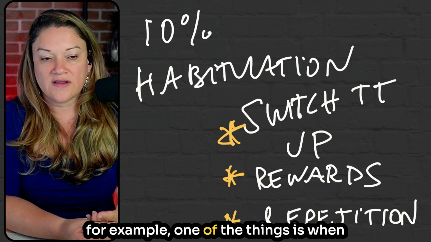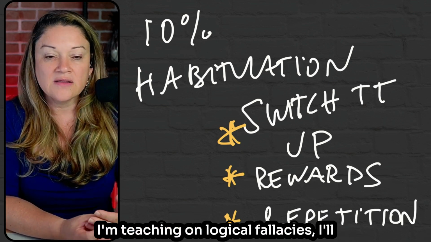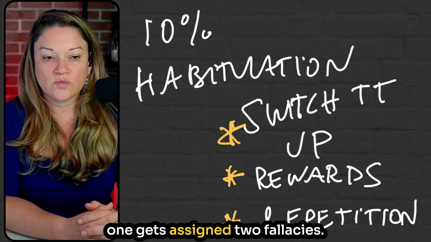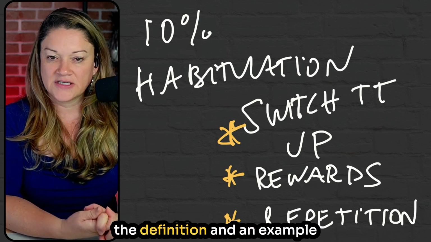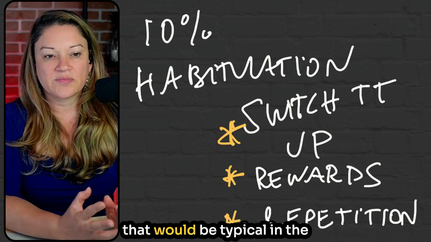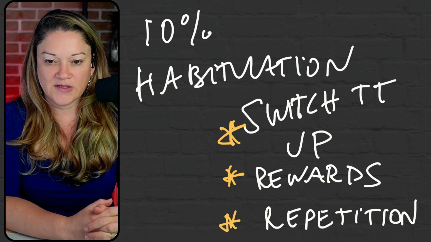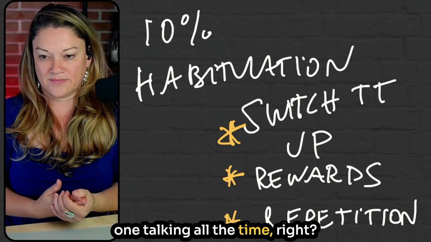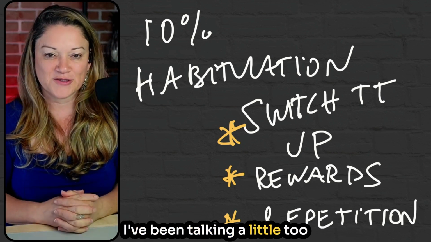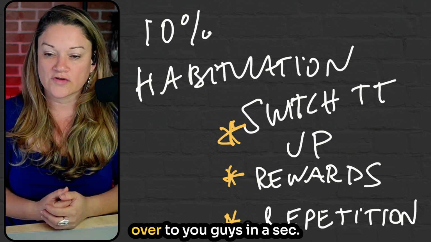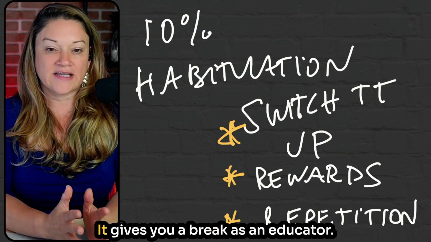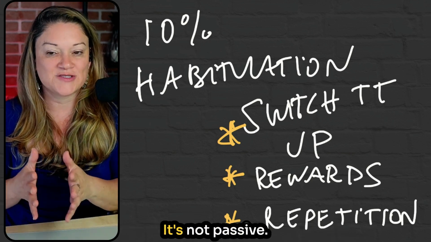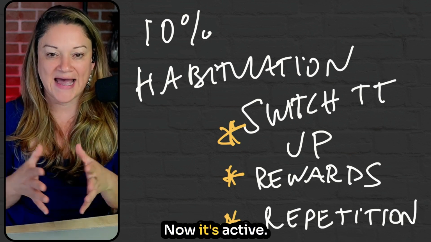So for example, when I'm teaching on logical fallacies, I'll put people in groups and then each one gets assigned 2 fallacies. They've got to come up with a definition and an example that would be typical in the life of a college student. This way, number one, I'm not the one talking all the time, right? And I kind of feel like I've been talking a little too much already here today, so I'm going to turn the mic over to you guys in a sec. It gets them talking, it gives you a break as an educator, and now they've got skin in the game. It's not passive, now it's active.